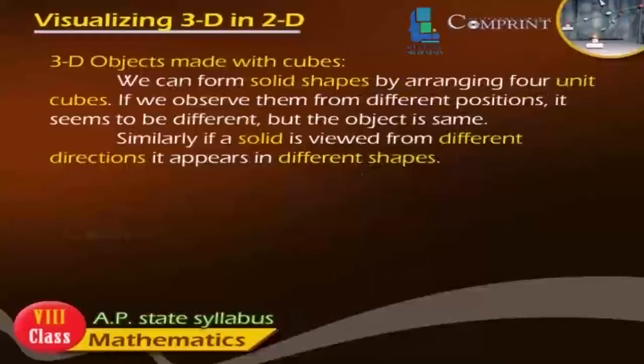3D objects made with cubes. We can form solid shapes by arranging 4 unit cubes. If we observe them from different positions, it seems to be different, but the object is same. Similarly, if a solid is viewed from different directions, it appears in different shapes.